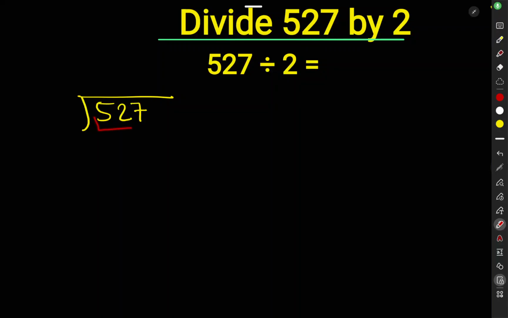Divide 527 by 2 in a long division method. 2 times 2 is 4. On subtracting, we get 1.